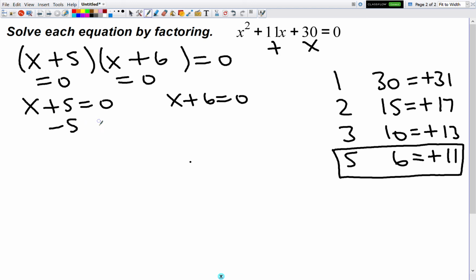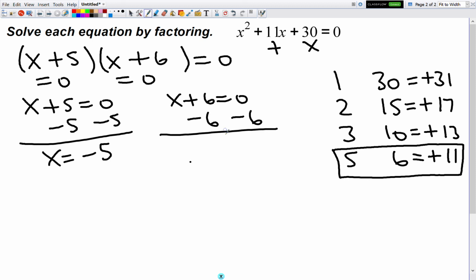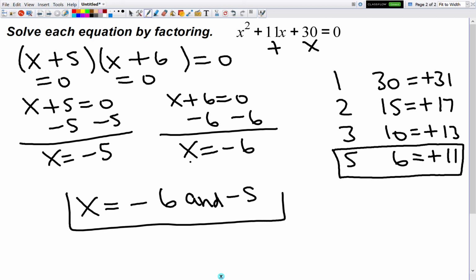So subtract 5, we get x equals negative 5. That's our first answer. Then subtract 6, and you get x equals negative 6. That's our second answer. So our two answers are x equals negative 6 and negative 5. And there we go. Simple as that.